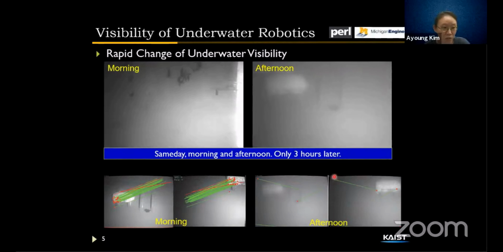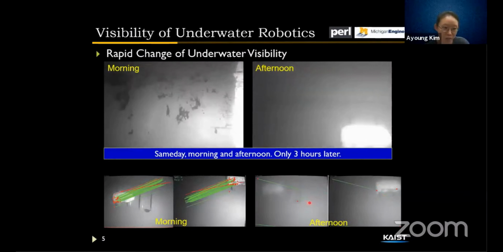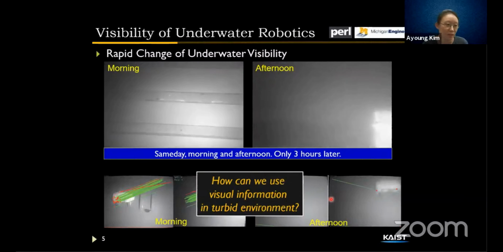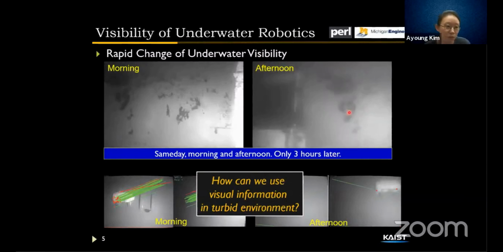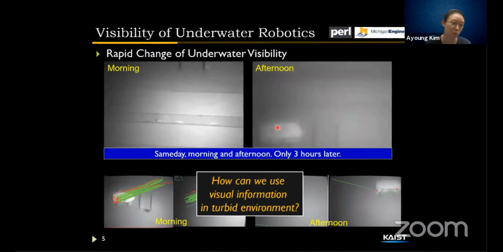However, after lunch, only after 3 hours, this is what happened. That's because of the tidal change, and the water became turbid so badly. In that demo, we couldn't make nice registration at all due to this bad image degradation. So what we felt is, what if we can make these afternoon images as good as in the morning cases? How can we use visual information in a turbid environment? That was my motivation for the work.